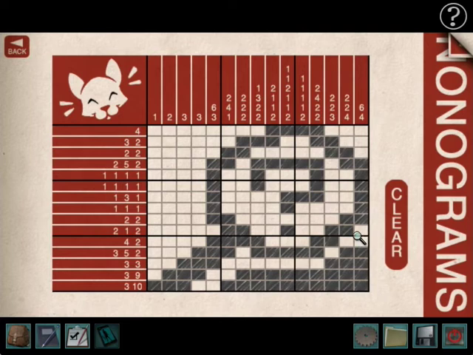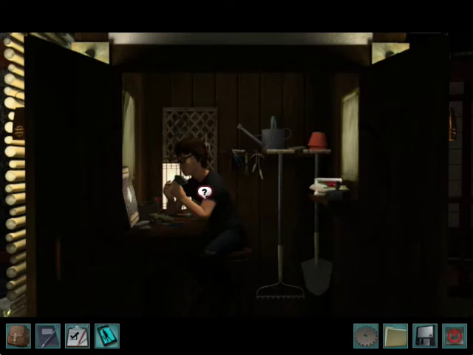Awesome. I kind of thought it was a magnifying glass, but it's nice to see it when it's done to know for sure.